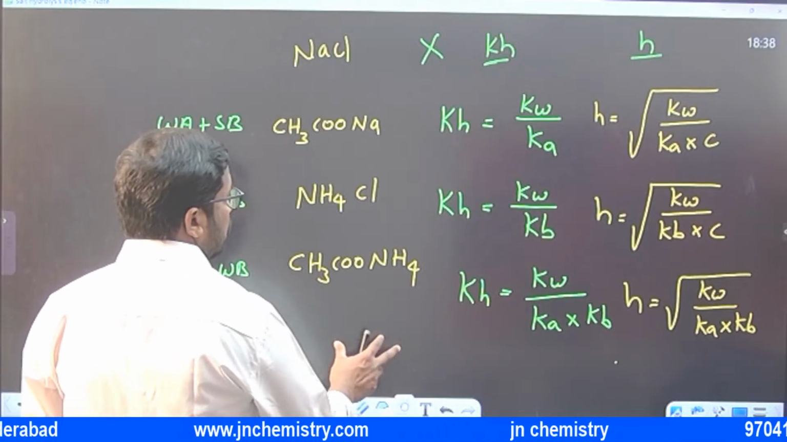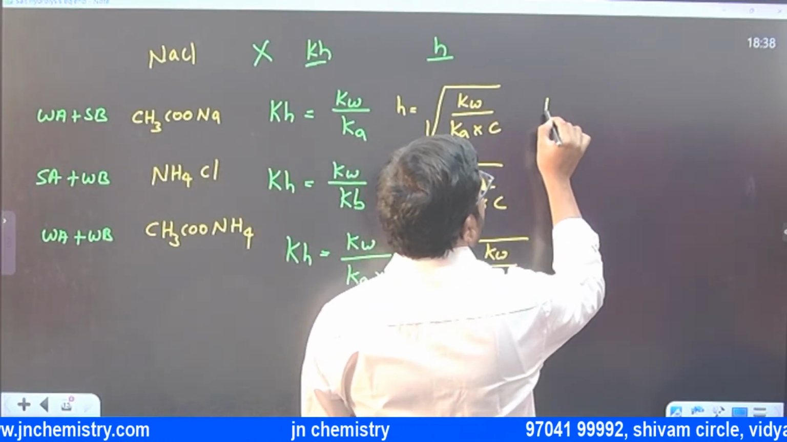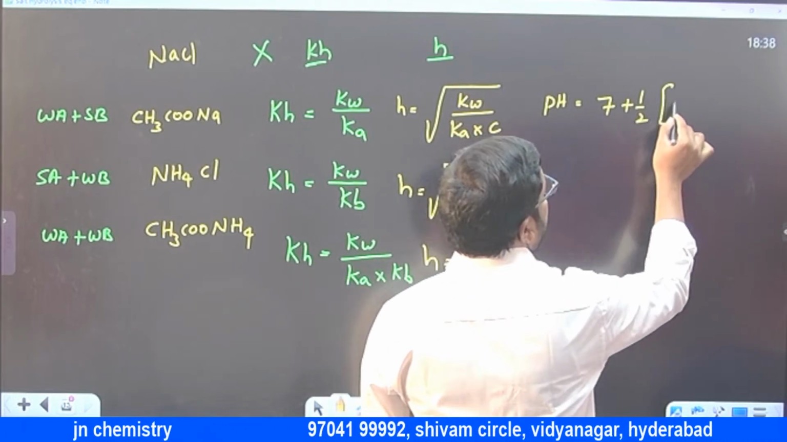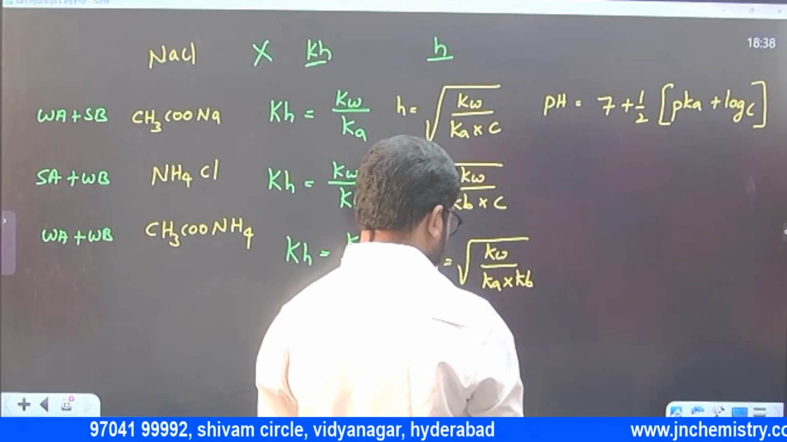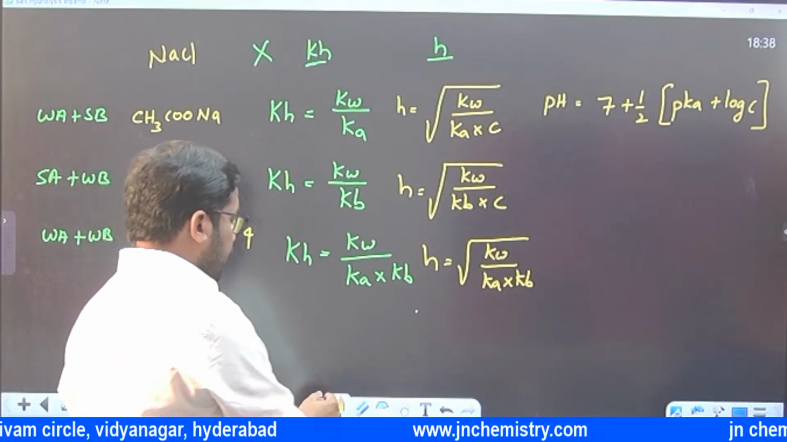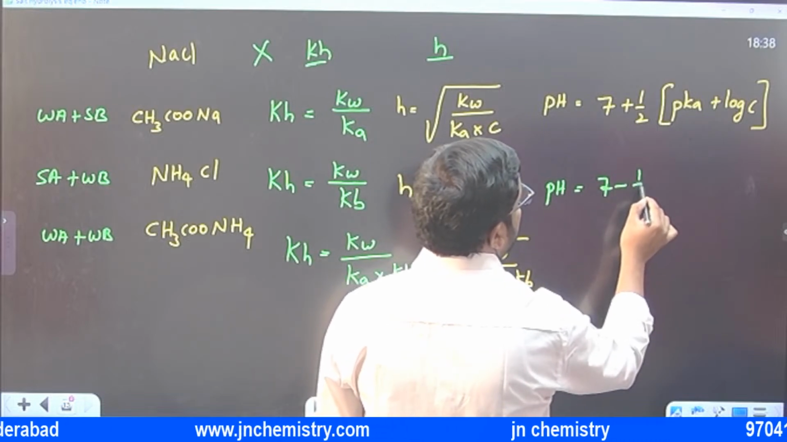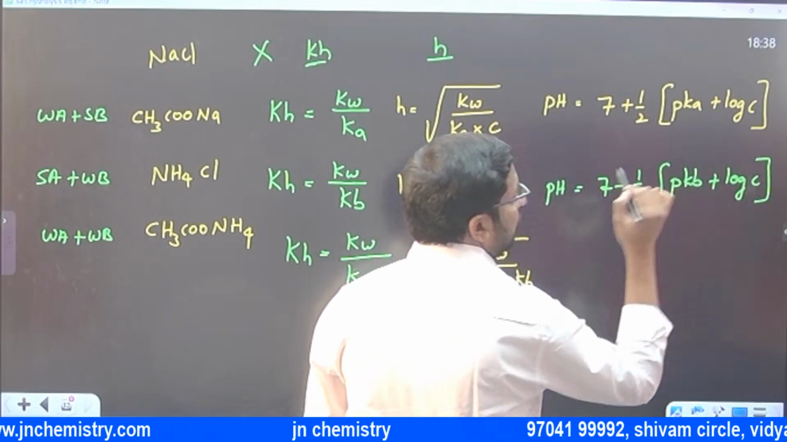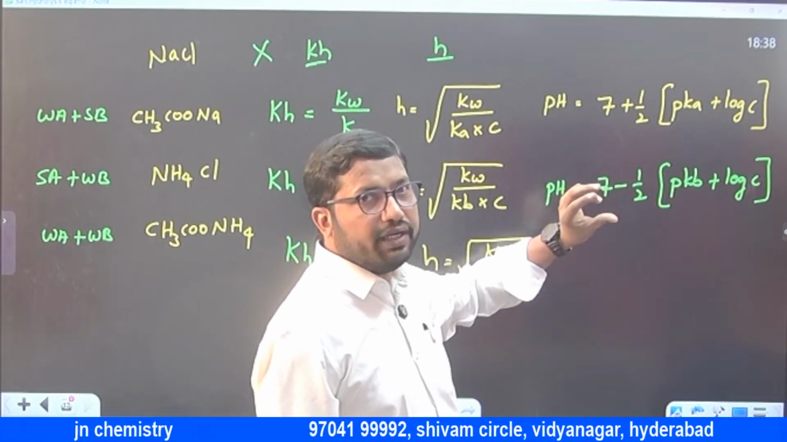And pH values. Yeah, tell me the pH. This is for pH is equal to 7 plus 1 by 2 pKa plus log C. pH values are very important. Next, Nana, here pH is equal to 7 minus 1 by 2 pKb plus log C. So see, in these two cases only the small difference.